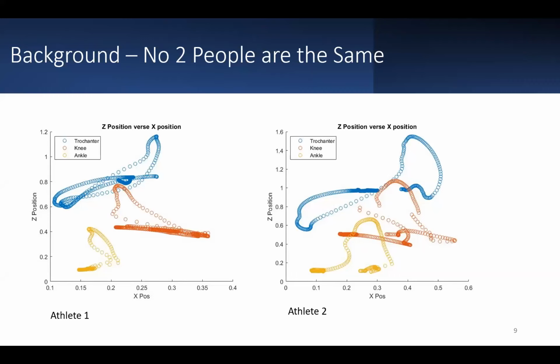Athlete 2 obviously has a significantly greater amount of x sway as compared to athlete 1, which has a much more linear knee pattern along the x-axis, as well as athlete 2 reaching about 0.4 meters higher throughout their jump.